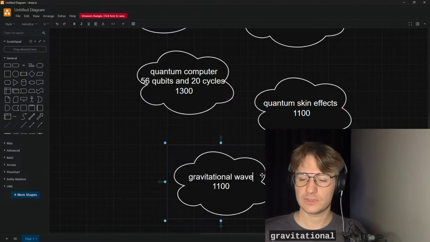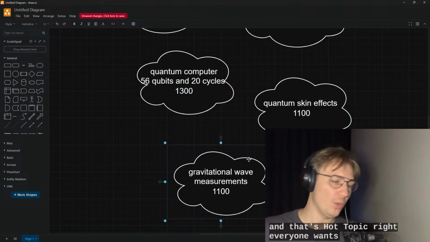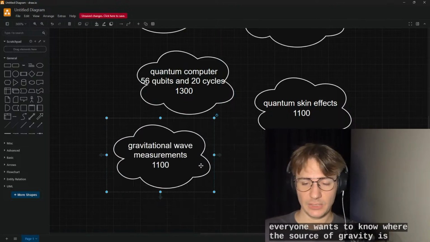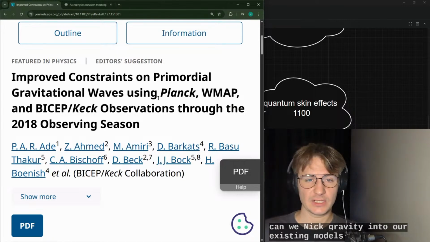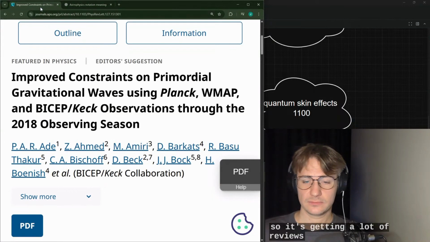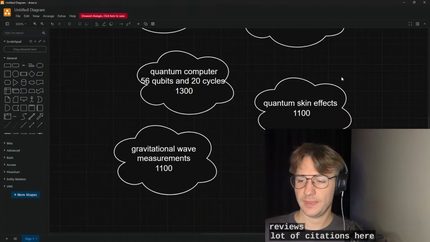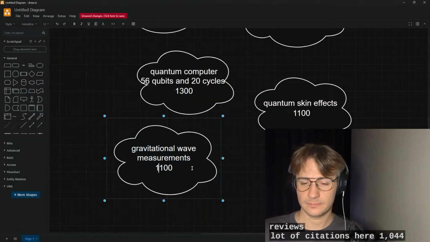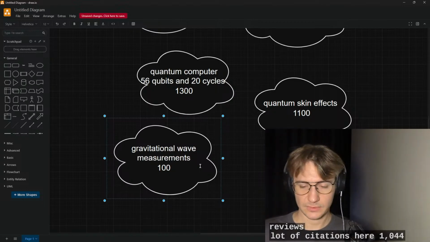Gravitational wave measurements. And that's a hot topic, right? Everyone wants to know where the source of gravity is. How can we knit gravity into our existing models? So it's getting a lot of reviews. A lot of citations here. 1,044.